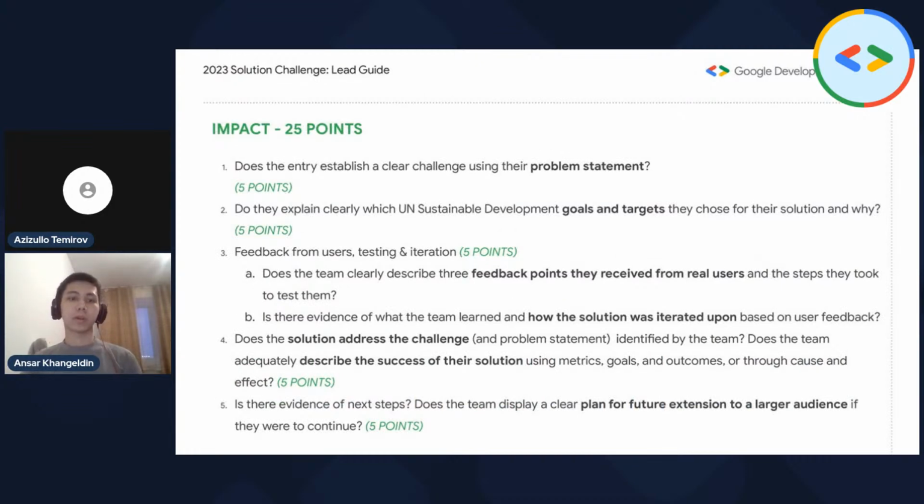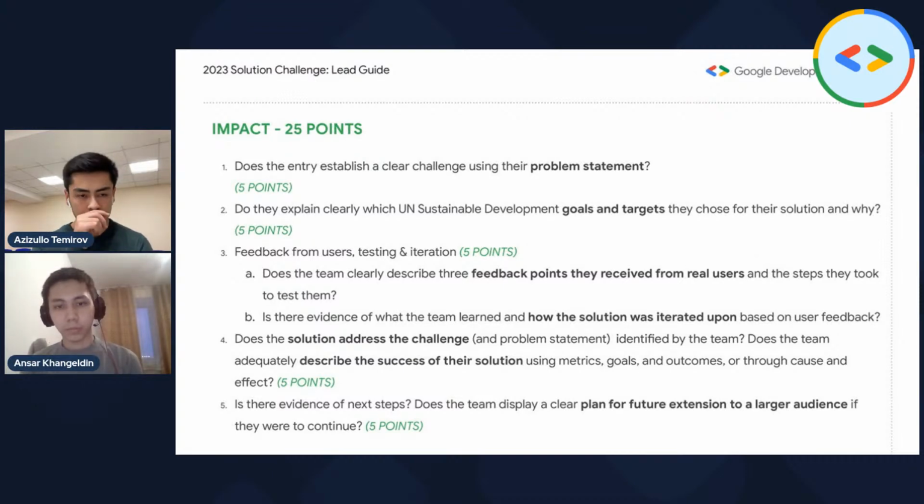So let's talk about impact. The impact criteria gives you a maximum of 25 points. You can see the questions that you have to answer when you are trying to explain your solution and the problems that you have chosen. Does the entry establish a clear challenge using the problem statement? It must be explained clearly why and what problems you solve. Do they explain clearly which United Nations Sustainable Development Goals and targets they chose? So, as I said, you have to explain what exactly you do and how exactly you solve these problems.